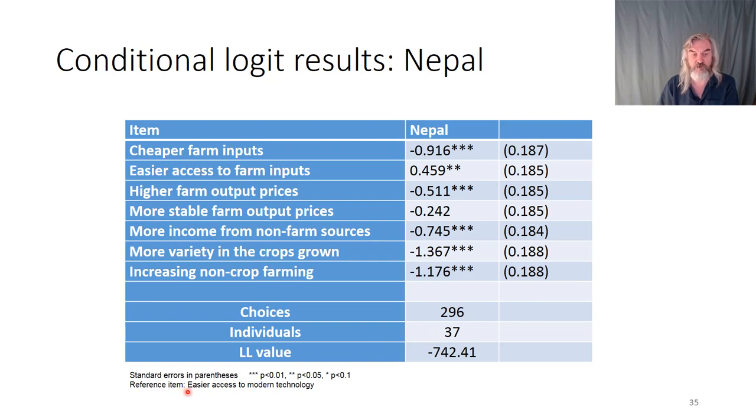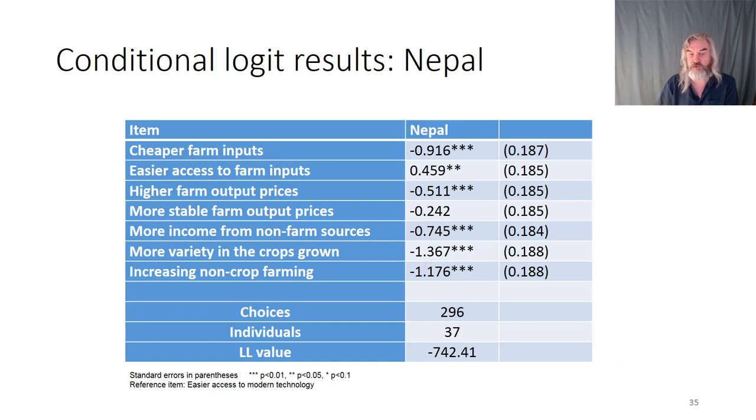coefficients. Yes, the reference item is easier access to modern technology. So that's the one which got a base of 0, and that's going to be rated second in the list. That's going to have a 0. Easier access to farm inputs is higher, so that's the most important. And then these others are going to be ranked in order.